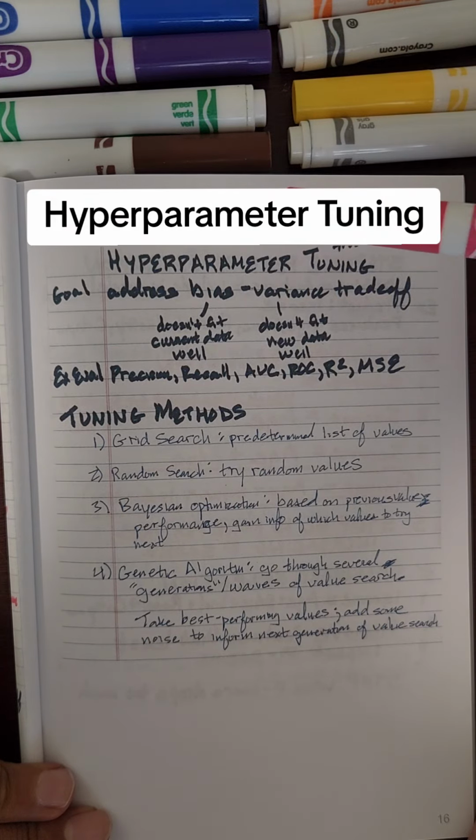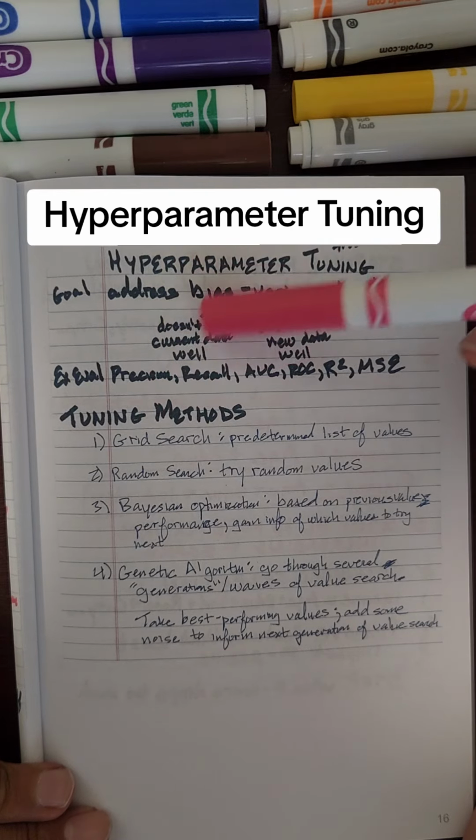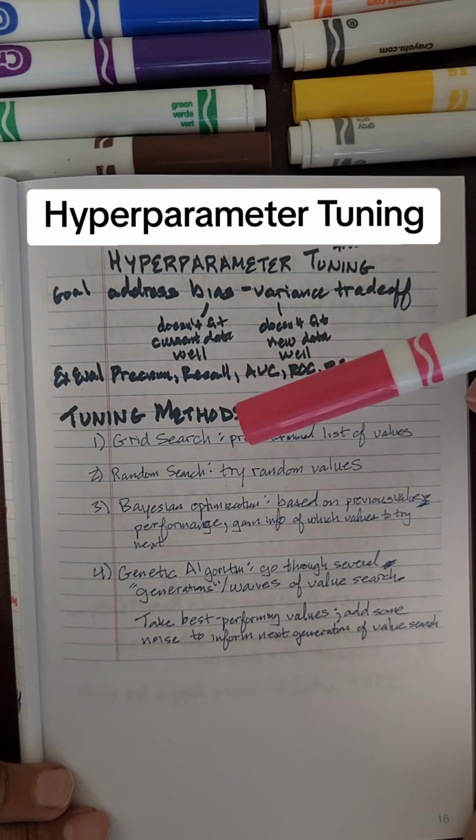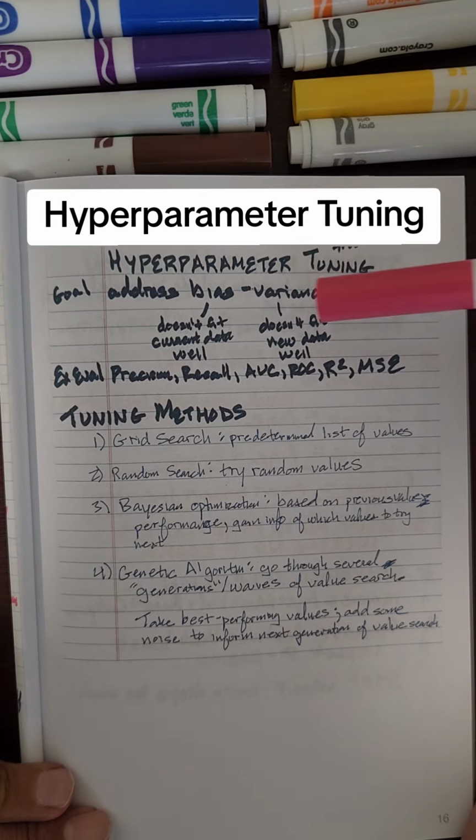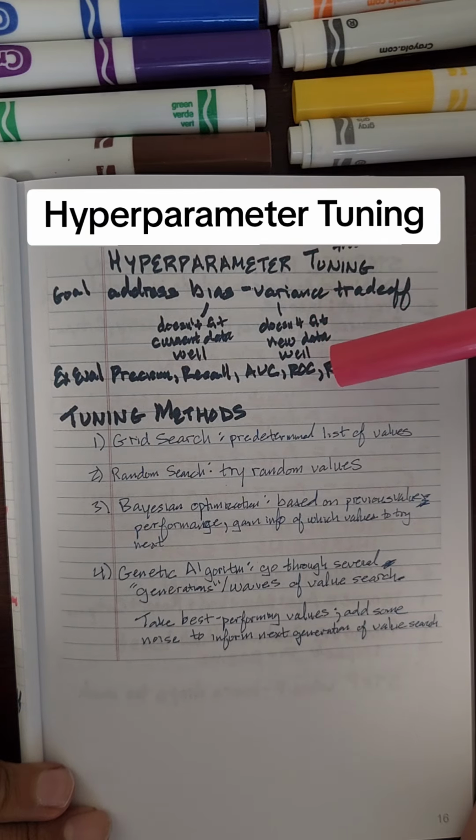Let's give them examples of hyperparameter tuning. Now, the goal of hyperparameter tuning is to address the bias variance trade-off. Remember, if you have a lot of bias, it means it doesn't fit the current data well, whereas if you have high variance, it doesn't fit new data well.